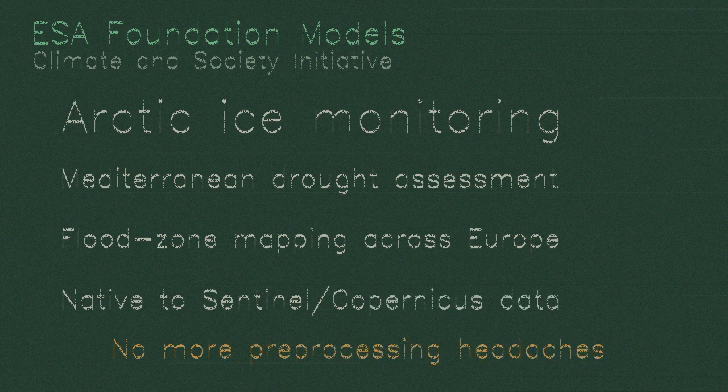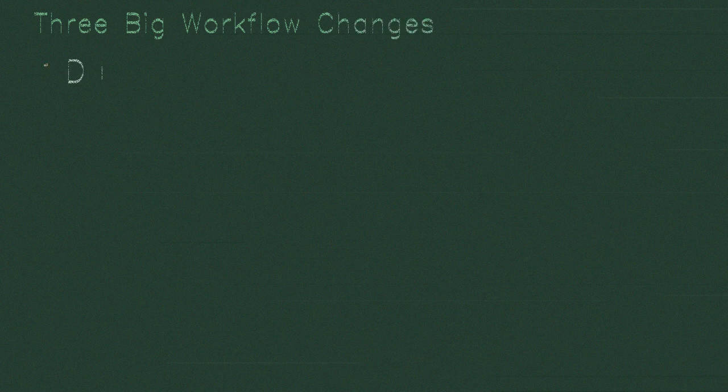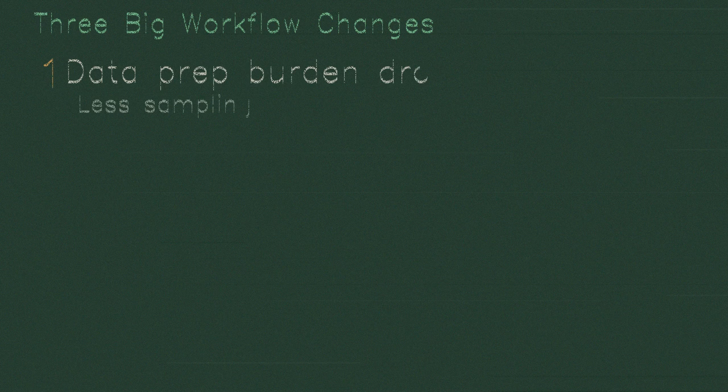Let us talk about what this means for someone sitting at a desk running ArcGIS Pro or QGIS every day. How does their workflow actually change? It changes in 3 big ways. First, the data preparation burden drops dramatically. You spend less time collecting training samples and more time on the actual analysis and decision-making.